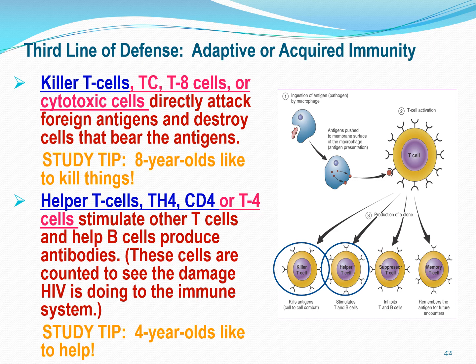So the helper T cells, also Th4, CD4, or T4 cells, stimulate other T cells and B cells to produce antibodies. These cells are counted to see the damage HIV is doing to the immune system, okay? Because the fewer T cells you have, the more damage is being done to your immune system, which means you lack immunity. That's why patients with HIV get all these opportunistic, odd diseases that people don't normally get, because their immune system is so weakened, they get sick off of things that most people don't. So when you hear about people checking their T4 count, this is the way they're trying to see how damaged the immune system is.